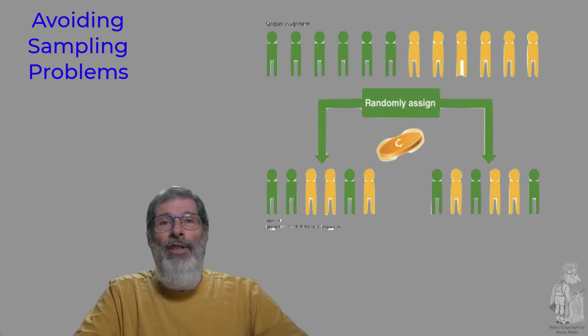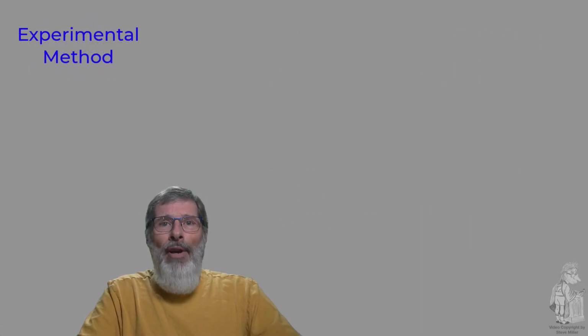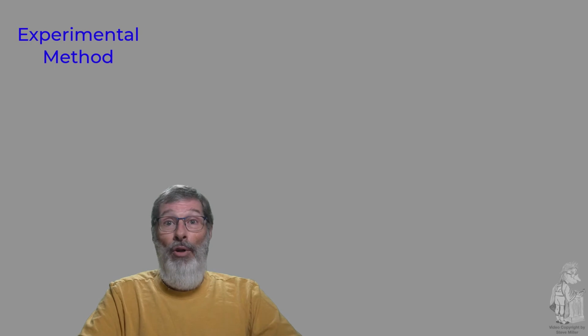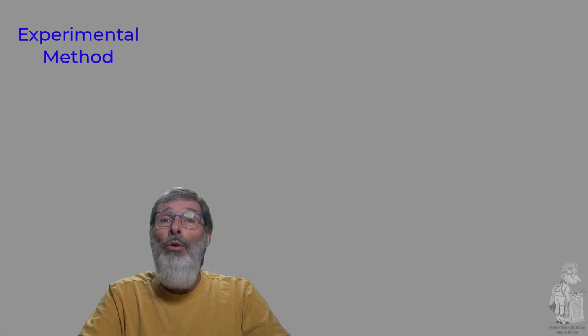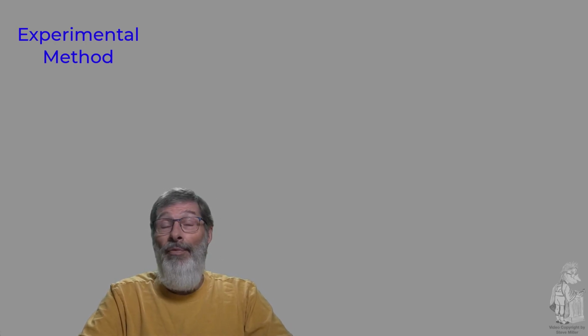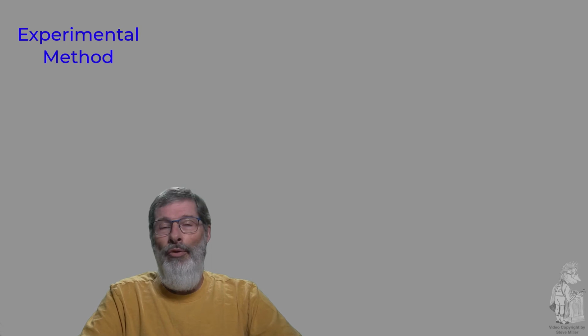So let's move on to the experimental method. The preferred method for answering questions about cause and effect is the experimental method. It allows psychologists to control experiences of subjects and to draw conclusions about cause and effect. Now, here are some terms. I've already used some of these terms, but I'm going to introduce them as definition terms right now.